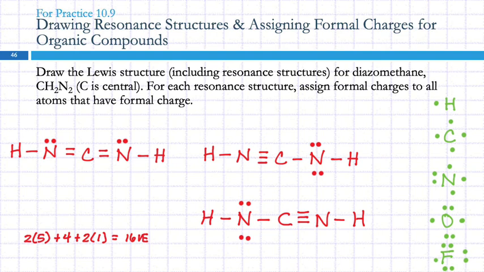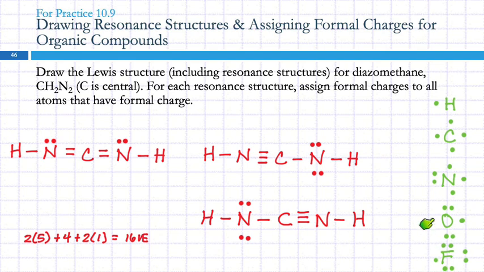If you look at the Lewis structure for the element and you see, well, how many unpaired electrons does it have? That's the number of bonds it needs to make to have a 0 formal charge. Hydrogen has 1, it needs to make 1 bond. Carbon has 4, it needs to make 4 bonds. Nitrogen has 3 unpaired electrons, so it needs to make 3 bonds.